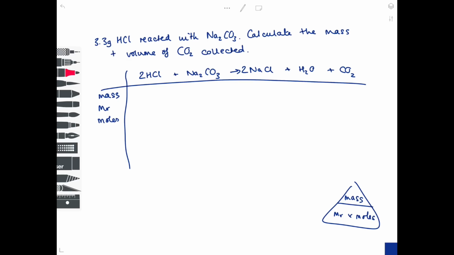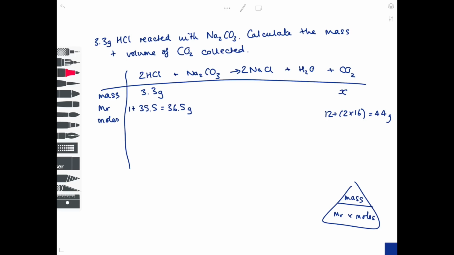So what have we been given in the question? Well, we know 3.3 grams of hydrochloric acid reacted, and we know we need the volume and mass of carbon dioxide, which is why my x goes here. Now the MR, use the periodic table. Make sure you're just adding up the hydrogen and the chlorine. You're not including the 2 in this. So it's just 1 plus 35.5 equals 36.5 grams. The MR of carbon dioxide is going to be 12 plus 2 lots of 16, which is 44.